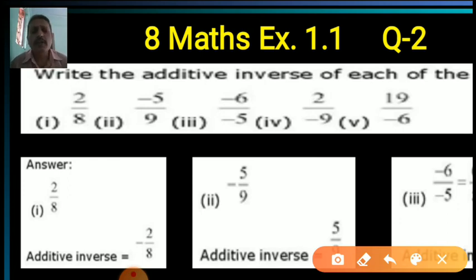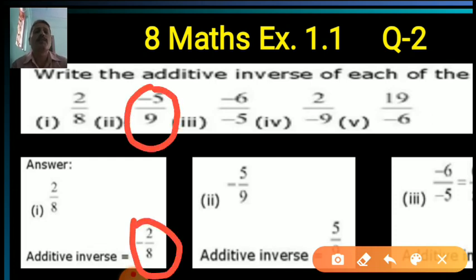So what is the additive inverse of 2 upon 8? Very simple. The additive inverse of 2 upon 8 is minus 2 upon 8. See, students, minus 2 upon 8 is the answer. For this one, minus 5 upon 9, very simple, the answer is only 5 upon 9.